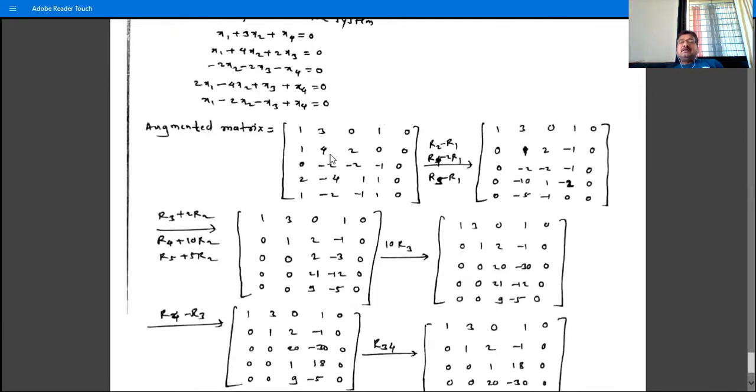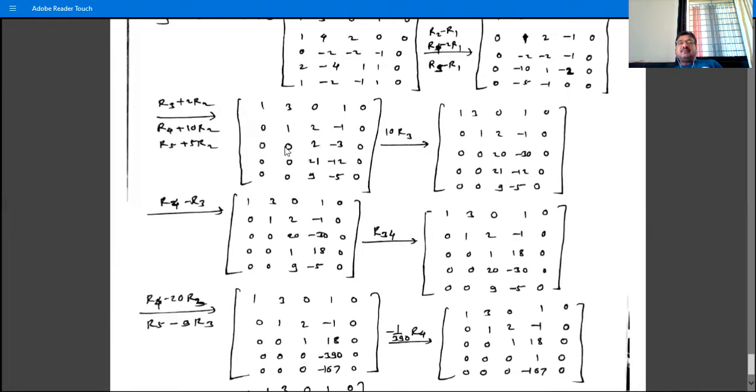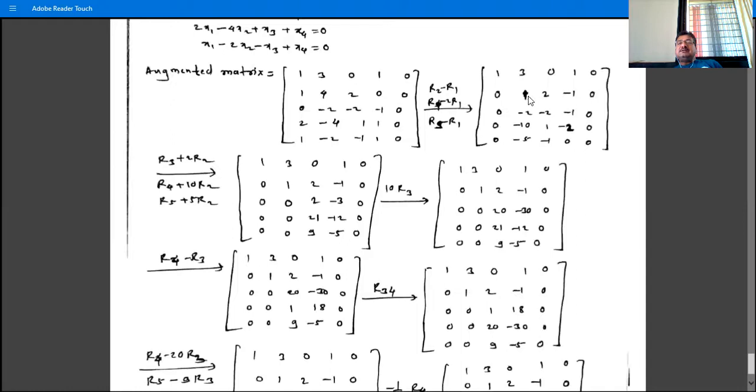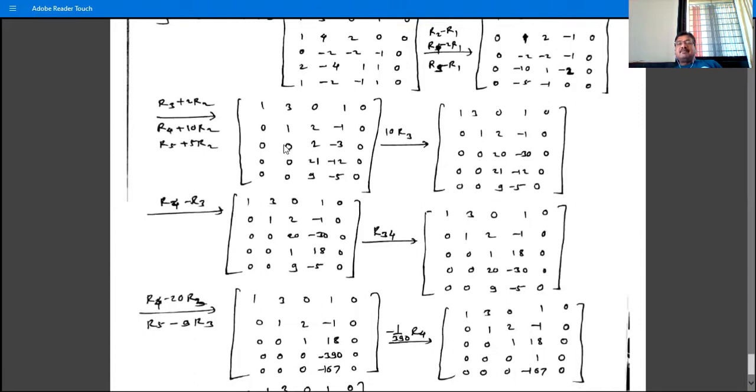So here is 1. So we have to reduce these elements below it to 0. Already here is 0. So we apply R2 minus R1, R3 minus R1, R4 minus 2R1, and R5 minus R1. After this we have all these zeros and the remaining elements are also changed. Then here 1 is there, so we have to reduce the minus 2, minus 10 and minus 5 to 0. So R3 plus 2R2, R4 plus 10R2, and R5 plus 5R2. And therefore we have this matrix, with 0 at these places.